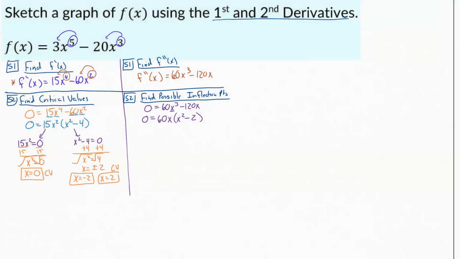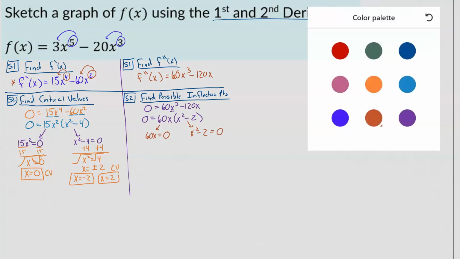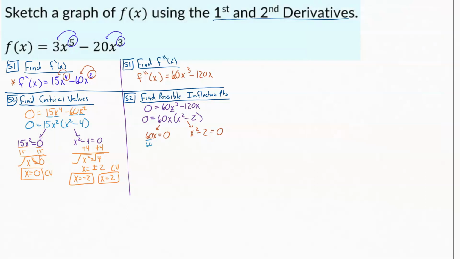Now, just like on the other side when we did this, the reason we do this is that now we can take each of these little individual pieces, set them equal to 0 and solve those little math problems. And that's going to give us our possible inflection points. So then coming through there, divide by 60, divide by 60, we end up with x equals 0. That's a possible inflection point.